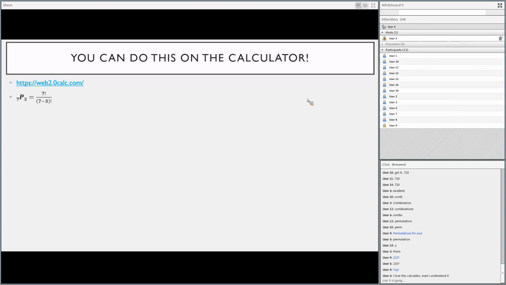Okay, so I know we all had fun doing that by hand. So now let's see how we can do it on the computer. So yes, the calculator is great. So everyone please get the calculator open if you haven't already.